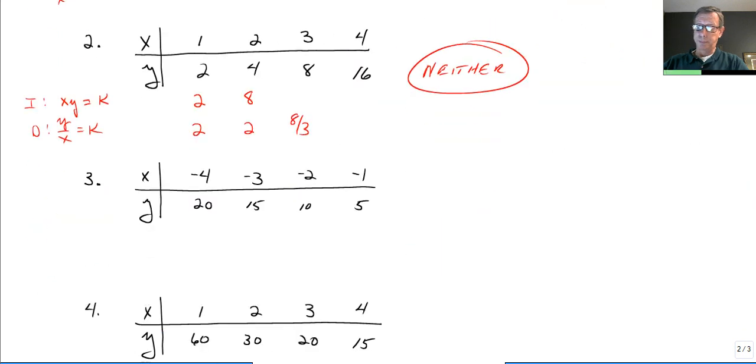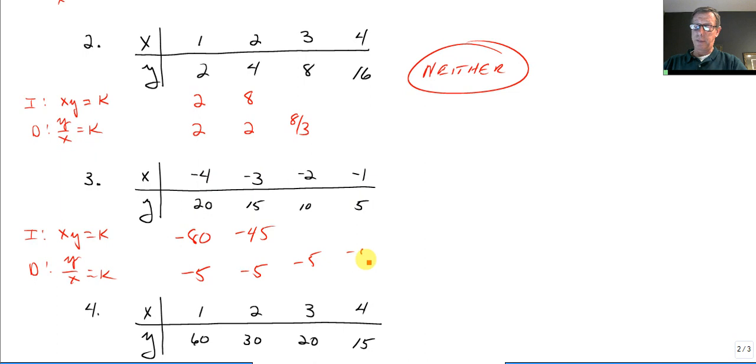Let's go to the next one. Remember, inverse: x times y equals k. Direct: y over x is equal to k. So let's see what we have. So 20 times negative 4, well, that's a negative 80. 15 times negative 3, that's going to be a negative 45. So we can already see it cannot be inverse. Let's try dividing it. So y divided by x, that's a negative 5. 15 divided by negative 3, that's a negative 5. 10 divided by negative 2, that's a negative 5. Negative 5. Okay, so when I took y and divided by x, I got the same value. This is direct.